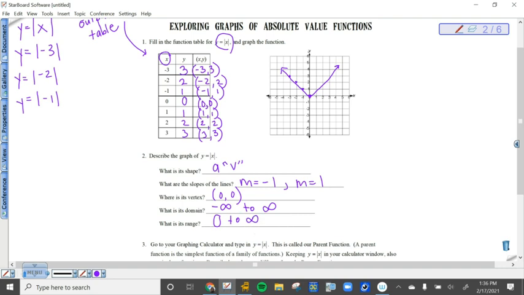So it's all these numbers above 0. All the numbers above 0 is our range. That's our possible y values.